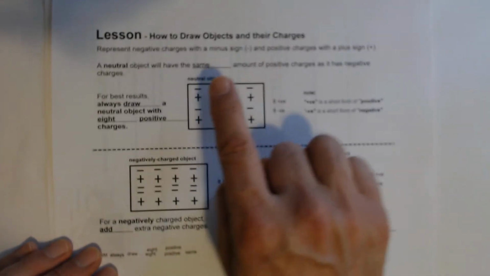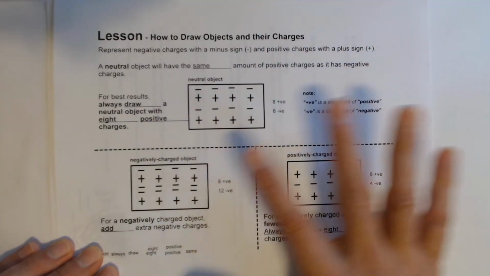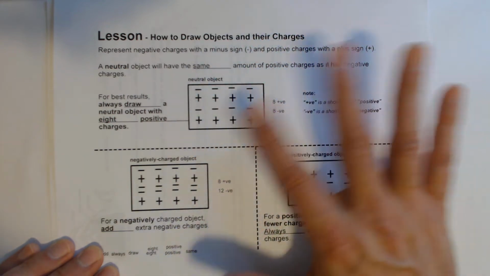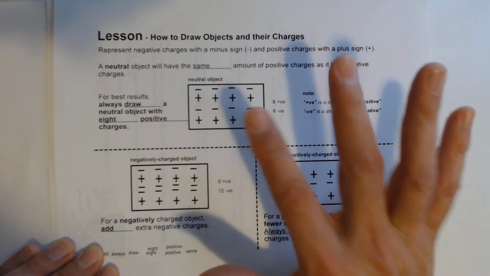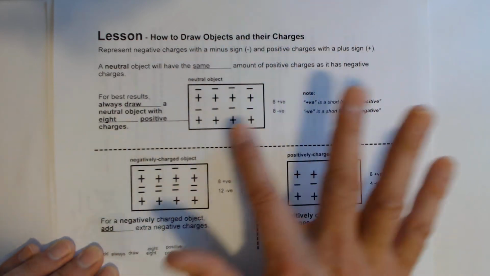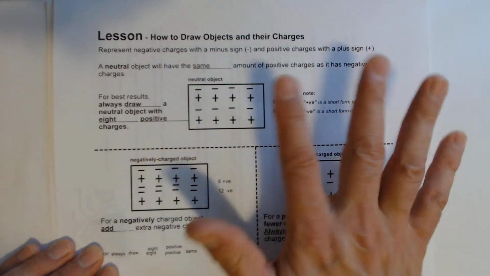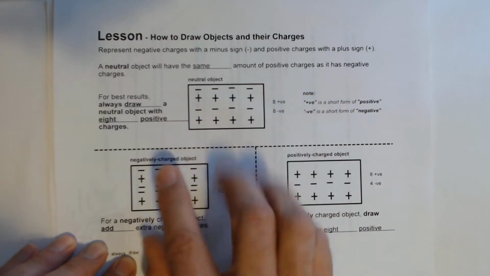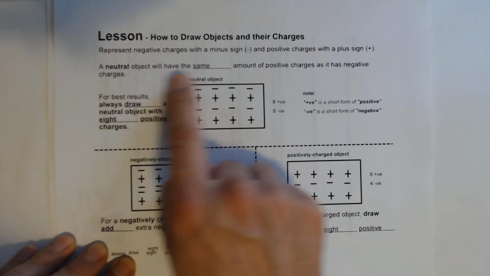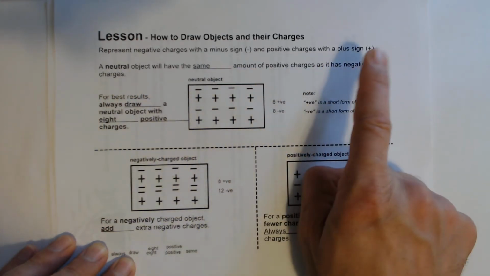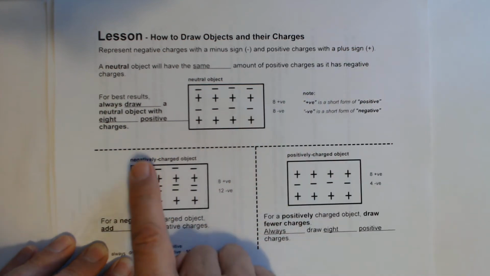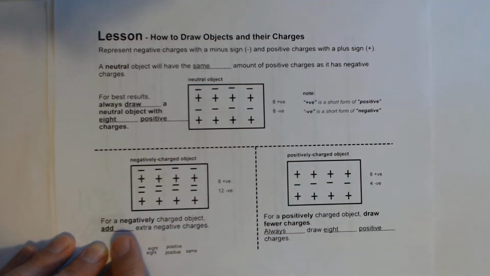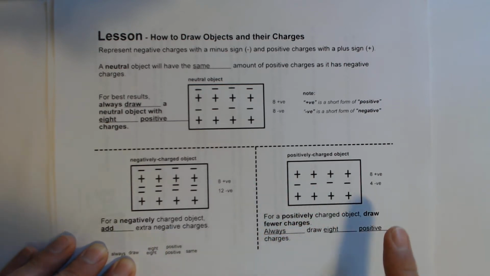How to draw objects and their charges. Before we actually start doing the real work and understanding what's happening, I find it way easier to have a standard way to draw an object as positive, negative, or neutral. In a neutral object, you have the same number of positives and negatives. In a negatively charged object, you add extra negatives. And in a positively charged object, you have fewer negatives, but you still draw 8 positives.